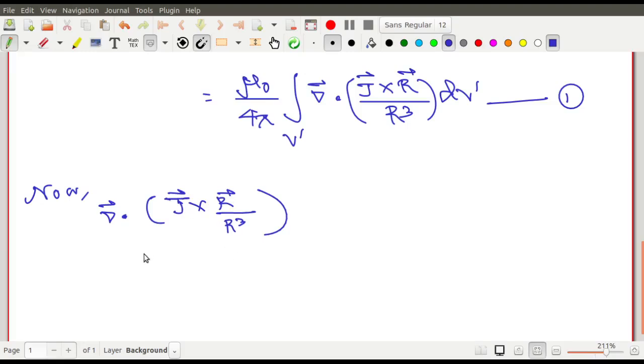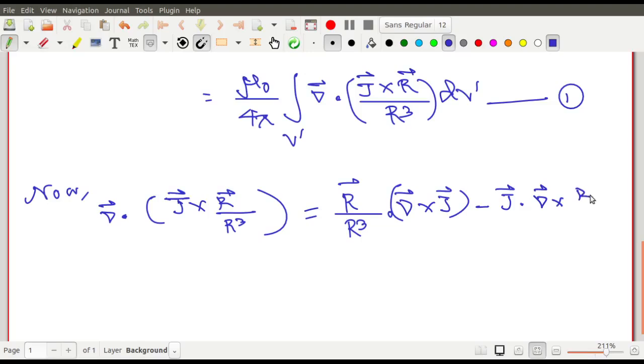Now I have said in my classes of vector that there are some standard formulae. So this is for divergence of A cross B, and the standard formula for this one is B dot curl of A minus A dot curl of B. So let me write it. R by R cube into curl of J minus J dot curl of R by R cube.